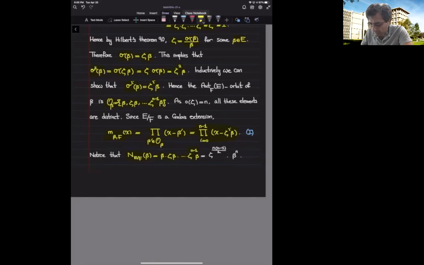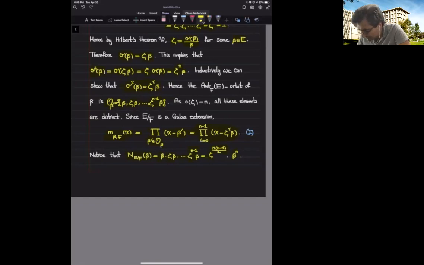Remember, sigma to power i of beta is zeta to power i times beta. So there are n betas, so I get beta to power n. And zeta to the 0, zeta to the 1, zeta to the 2, up to zeta to the n minus 1. So I get an arithmetic progression for the powers of zeta, starting from 0, ending with n minus 1. So when I add the powers of zeta, I get n times (n minus 1) divided by 2. So I get zeta raised to power n times (n minus 1)/2.